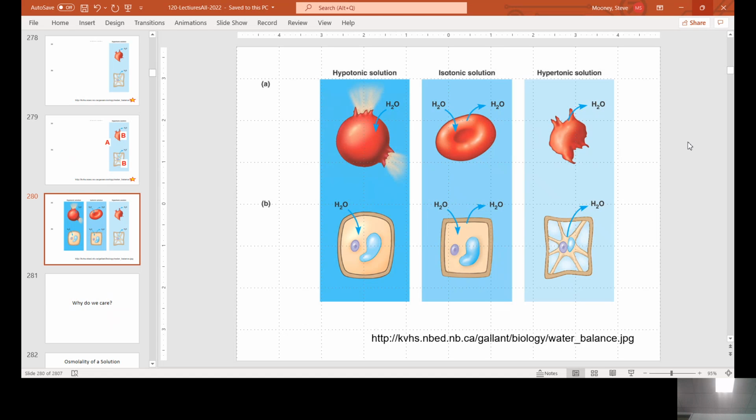Everybody understand or follow the logic of all three of those situations? Where is the solute higher? Where is the solute lower? Where is the water higher in concentration? Where is the water lower in concentration? And how everything moves. Solute can't move. Eventually, in this case, we have rupture. And then over time, the solute will equilibrate going through the solution. But you've achieved equilibrium, you've also achieved death.